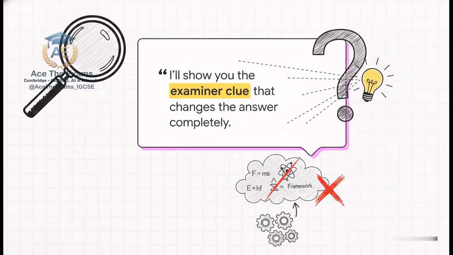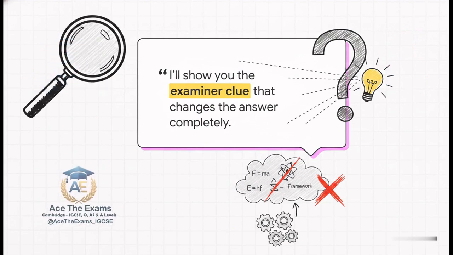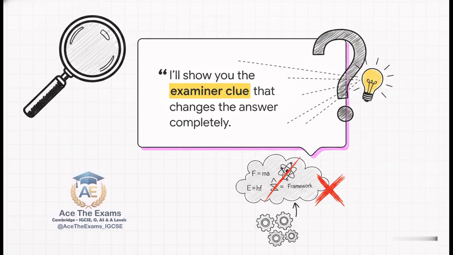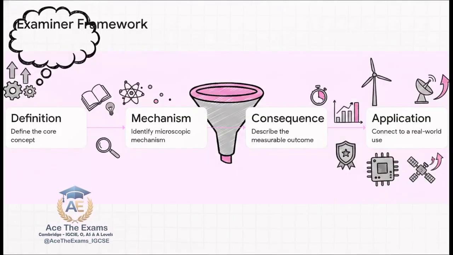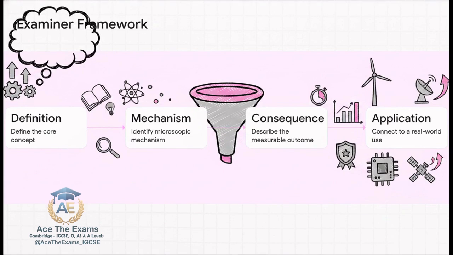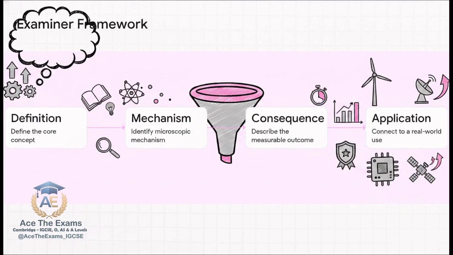Now, in a moment, I'll show you the exact examiner clue that changes the answer completely. But first, you need the framework that makes that clue obvious. Seriously, missing this upcoming examiner clue is the absolute fastest way to drop critical marks when you actually know the physics, so stick with me. So here is the crucial point. It's a four-step examiner framework that shifts your thinking from basic memory to elite mark scheme reasoning.